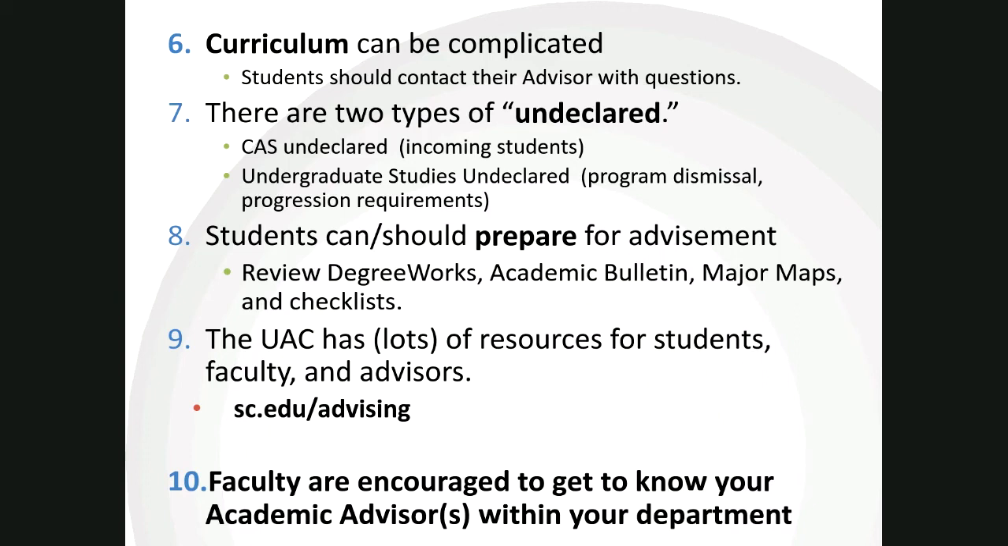Fun fact, there are 2 different types of undeclared. The new students, our freshman students, are housed in the College of Arts and Sciences undeclared program. We have 2 dedicated advisors to that group of students. And then we also have an undeclared program that is for upper class students, which is called our undergraduate study. So this is mostly when students are dismissed from a program, then they go into an undeclared program within undergraduate studies. Most of those are in our School of Business, or even nursing, or engineering and computing.